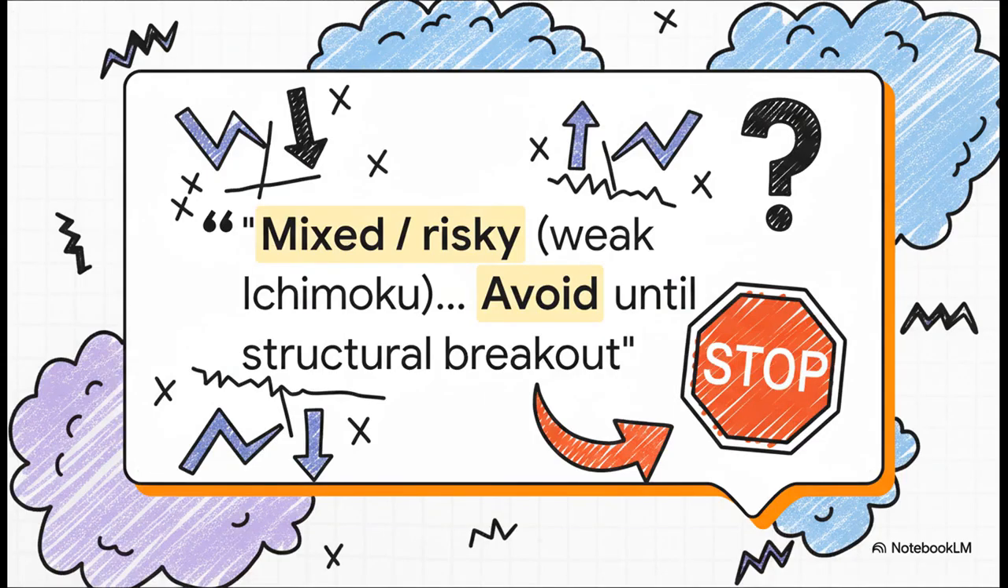I mean, the language here could not be clearer. For Infosys, it says inside cloud, which it calls a transition zone, basically a period of indecision. For Route Mobile, it's not even subtle. It just says mixed/risky, with an action bias of avoid. The system is literally telling you to just stay away until things change dramatically.